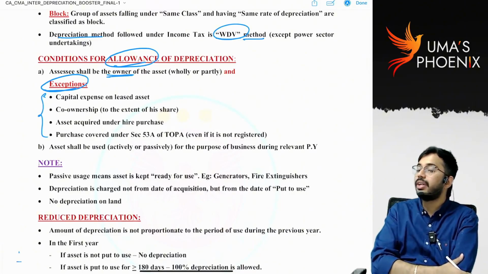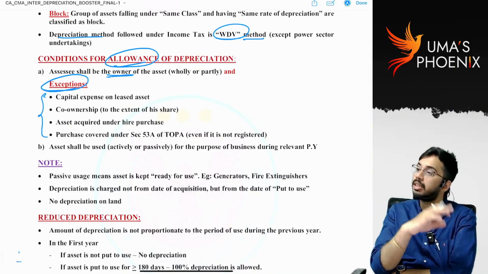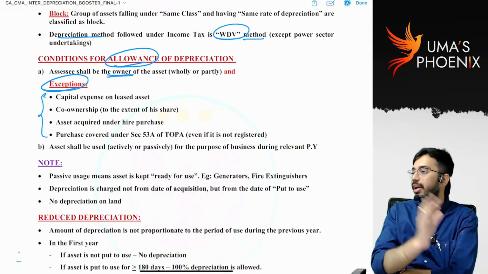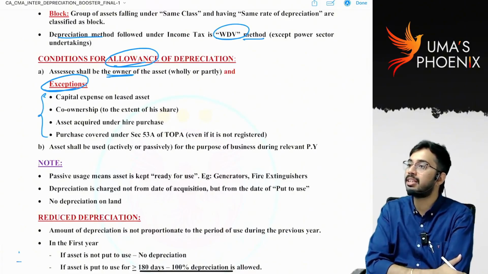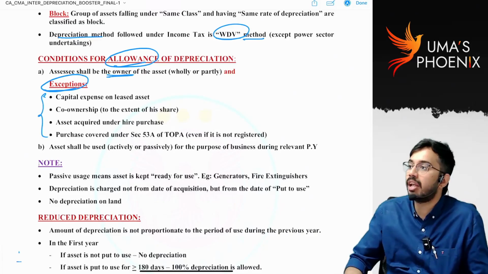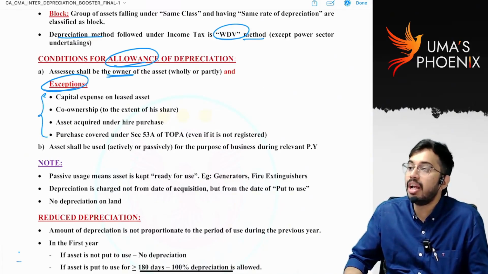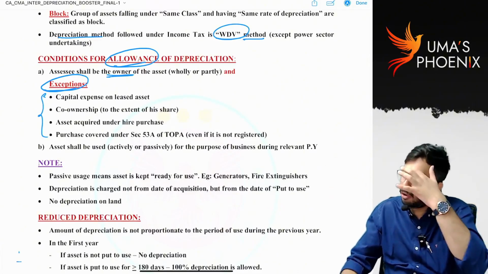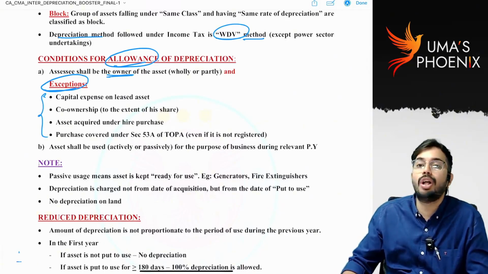the car. So in case of hire purchase, even though the ownership is transferred after the last installment, still from the date of purchase, depreciation is allowed. Are you able to understand? So that is the exception. General rule is depreciation is allowed only if SSE is the owner. In case of hire purchase, even if the SSE is not the owner on the date of purchase, still depreciation is allowed. Is it clear? Next, co-ownership.